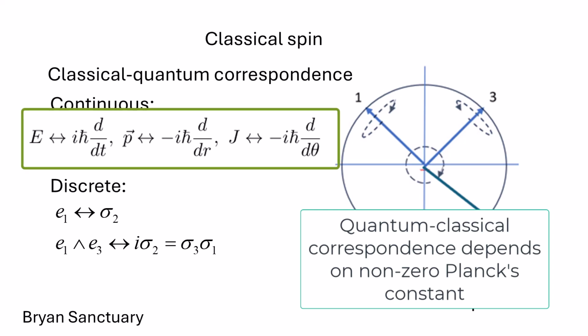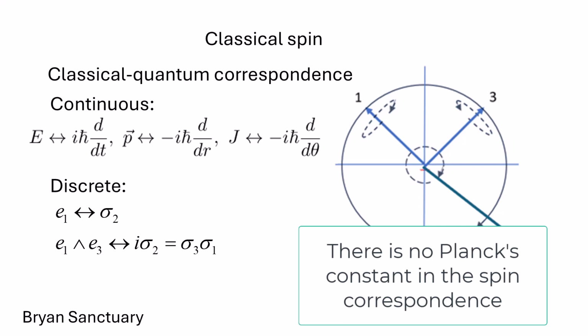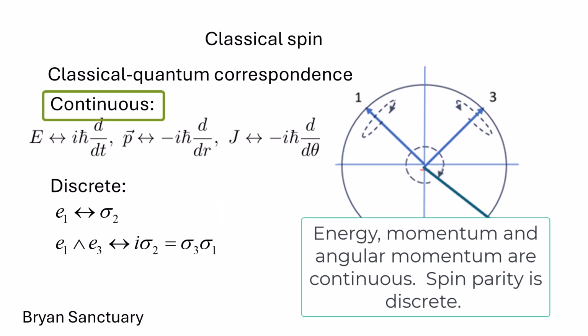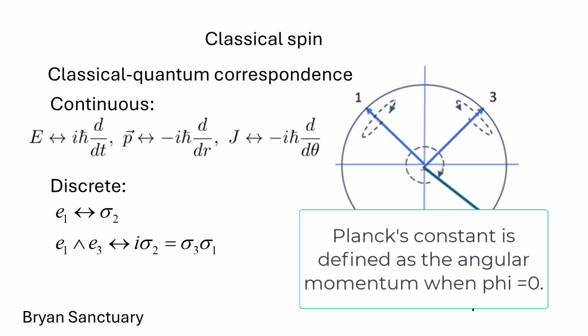Usually, quantum classical correspondence is given by energy, momentum, and angular momentum, and they become classical as Planck's constant goes to zero. There is no Planck's constant in the spin correspondence. Also, energy, momentum, and angular momentum are continuous variables, and spin correspondence is discrete. Planck's constant is defined as the angular momentum of a bivector when it attains the quantum domain. I will discuss Planck's constant later.